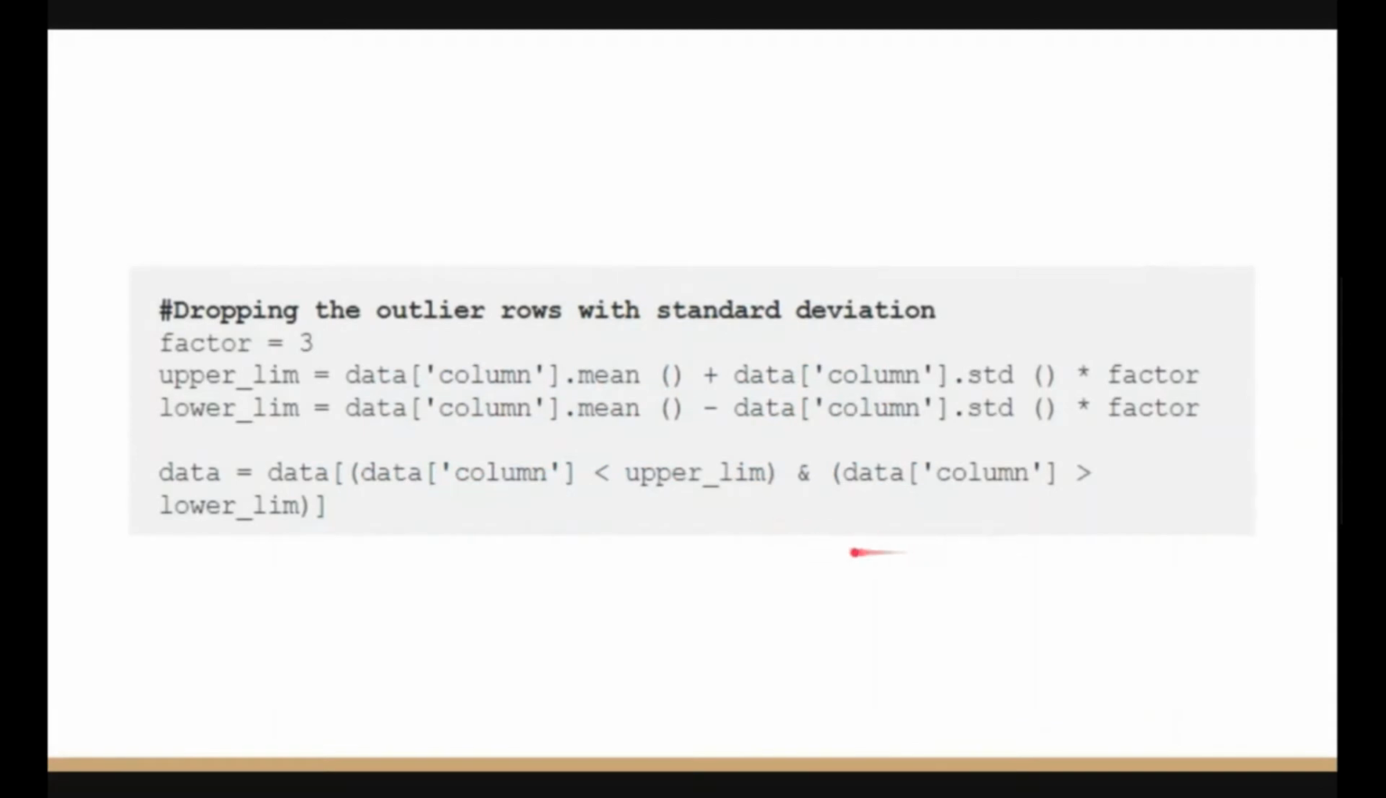So this is an example code in which we have set a threshold for the standard deviation. If the data is deviating more than 3 times the standard deviation, then it's not being considered. So this is the code for that. An upper limit and a lower limit are specified, so that data from the top part and the bottom part will be cut off.